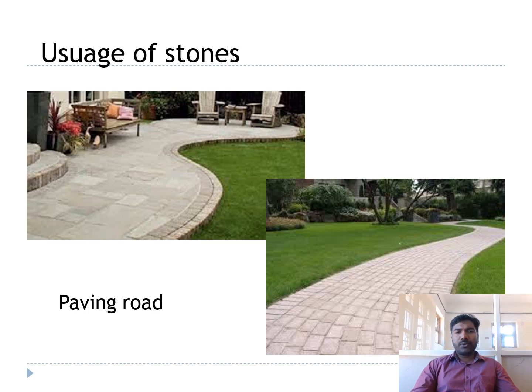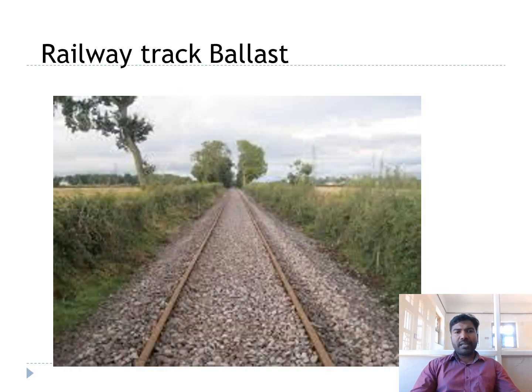Then usage of stone. Mostly stone is a hard material, so we can use it for paving roads because the abrasion of stone is very low. It is a durable material. Then for railway track ballast, it will absorb the vibration during train movement. Most of the railway tracks are covered with ballast so that it can absorb vibration, and the ballast is also very useful for drainage.